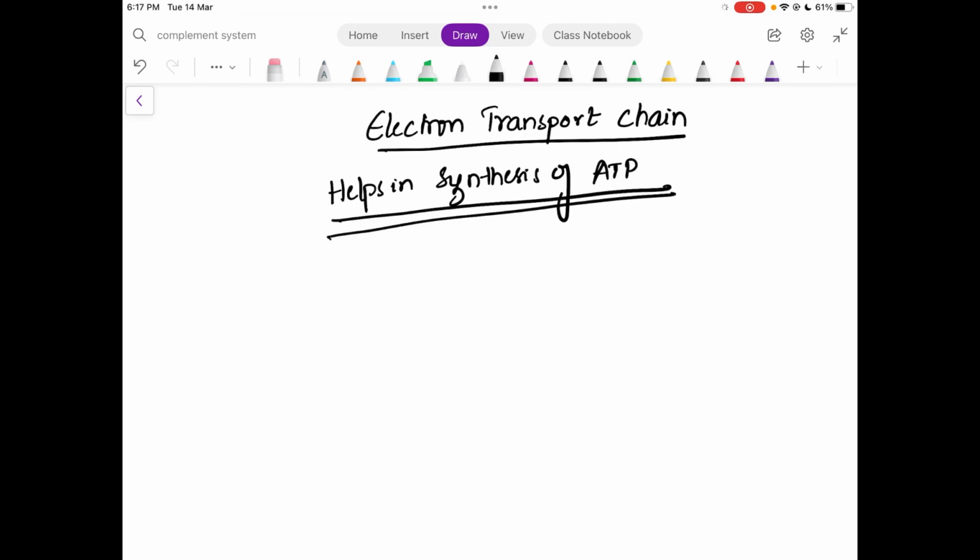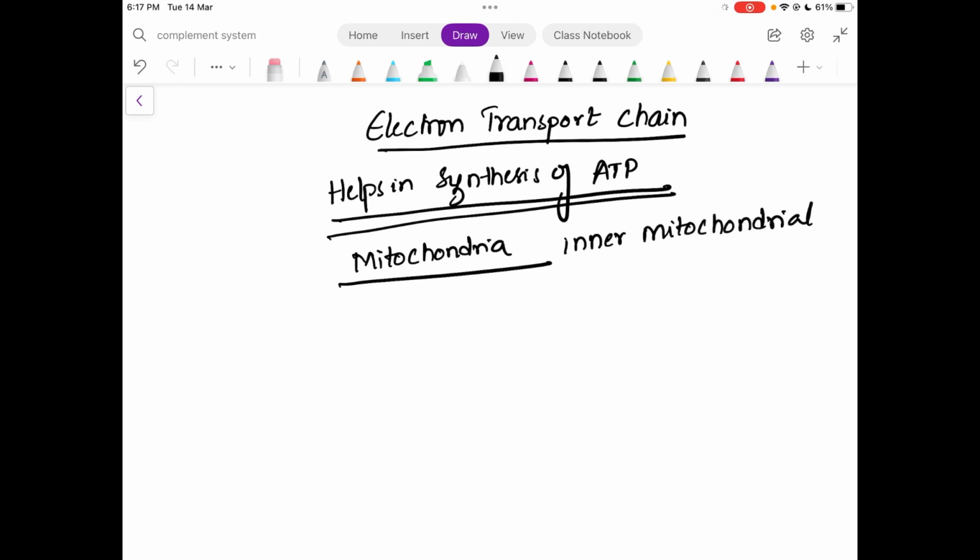Where do you see this electron transport chain? In which organelle we will see this electron transport chain? In mitochondria. That too especially the inner mitochondrial membrane.